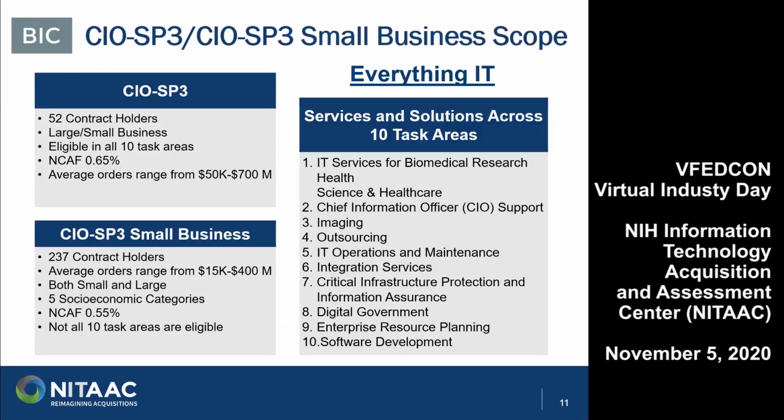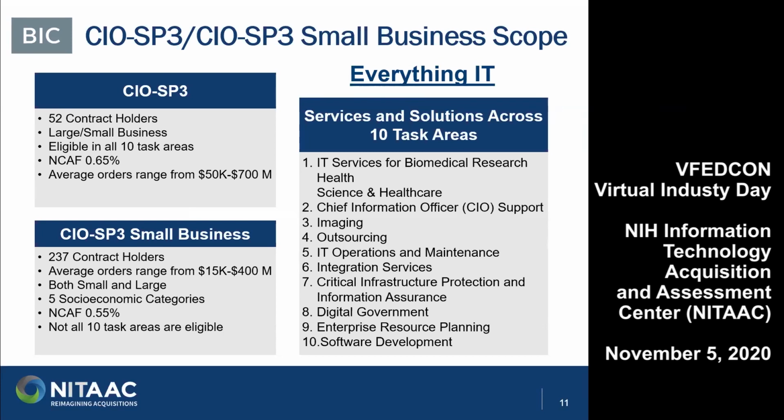Again, these are our SP3 and SP3 Small Business. On the right side, you will see that it's the same 10 task areas, but SP3 on the left has 52 contract holders, predominantly large, but some small businesses. Those contract holders have to be eligible in all 10 task areas. The NCAF is the user fee. It is 0.65%. And we say the average orders are between 50,000 and 700 million. It just depends. We have a number of very large actions where people are building entire enterprise-wide infrastructures, and smaller ones also. SP3 Small Business has 237 contract holders.